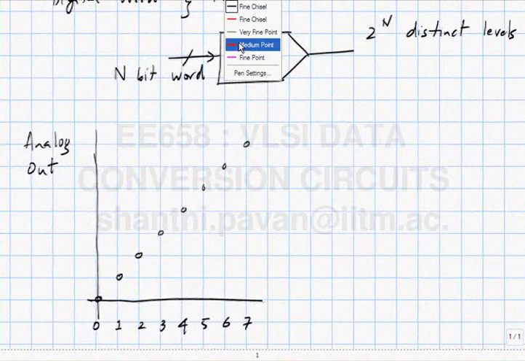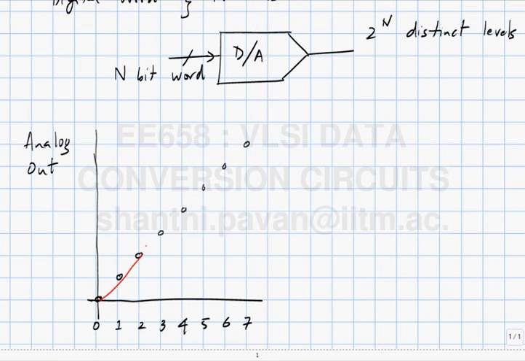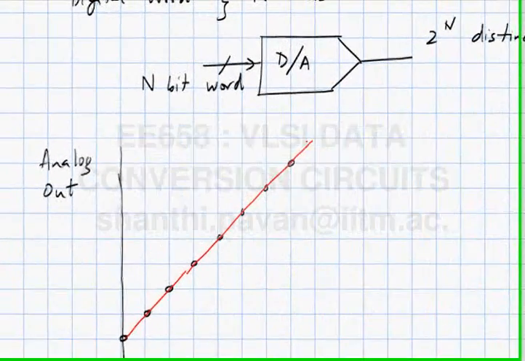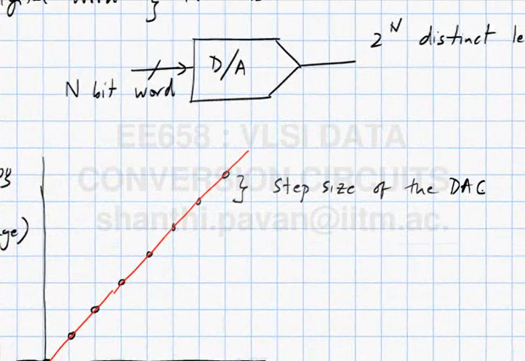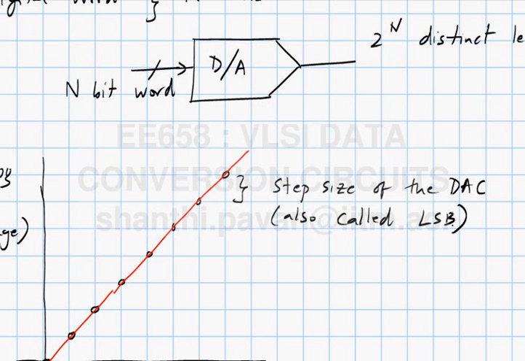You can conceivably, in the ideal situation, draw a straight line through all these points. This is without loss of generality. You can assume, for example, that the output analog quantity is a voltage, in which case the y-axis will be in volts, the x-axis is dimensionless, and this is the step size, also called the LSB of the DAC. The output is an analog quantity.